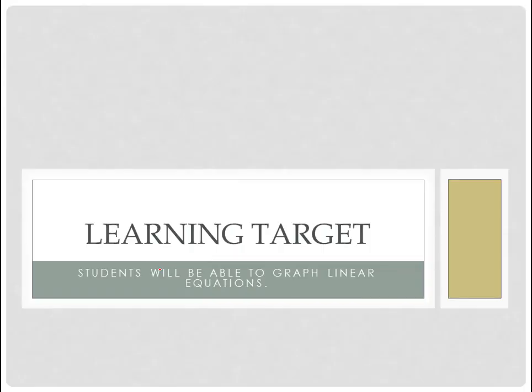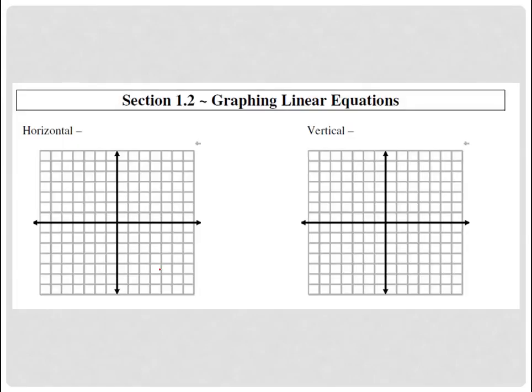The learning target on this lesson is just a real quick review on how to graph linear equations. So you've got actually a couple different options. Let's start with our horizontal and vertical lines. Horizontal lines always go across and vertical lines always go up and down.